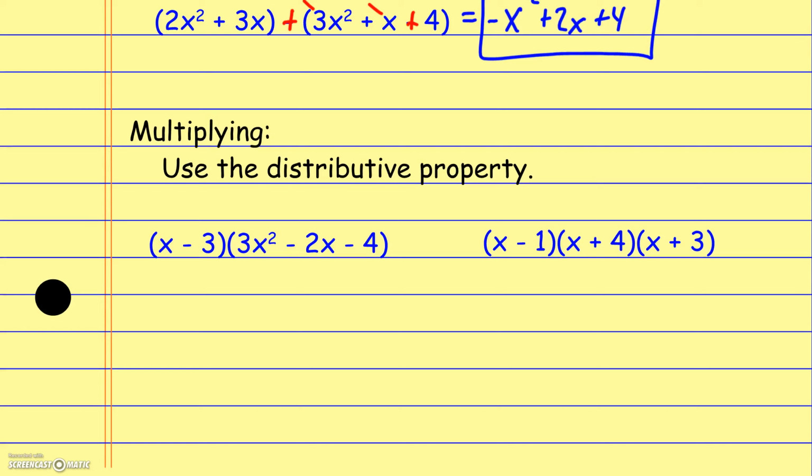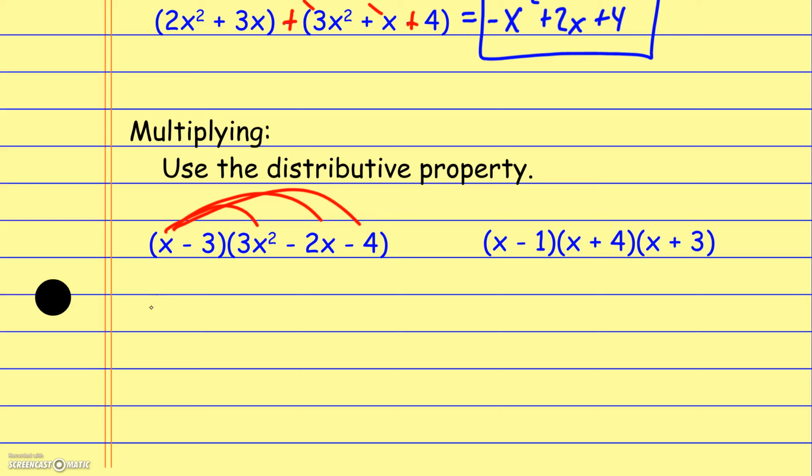Moving on to multiplication. Multiplication is essentially us just using our distributive property. And when we use our distributive property here, we just distribute each term of the first polynomial into the second polynomial. Okay? So in this one, I'm going to distribute the x to each of these terms, and I multiply as I go using my rules of exponents.